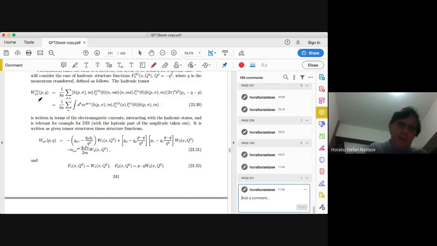But the point is that this hadronic tensor is relevant for deep inelastic scattering, where the leptonic part of the amplitude is taken out. So we're just left with the electromagnetic current acting on the hadrons. That's the hadronic part. And by Lorentz invariance, we can have these following structures.